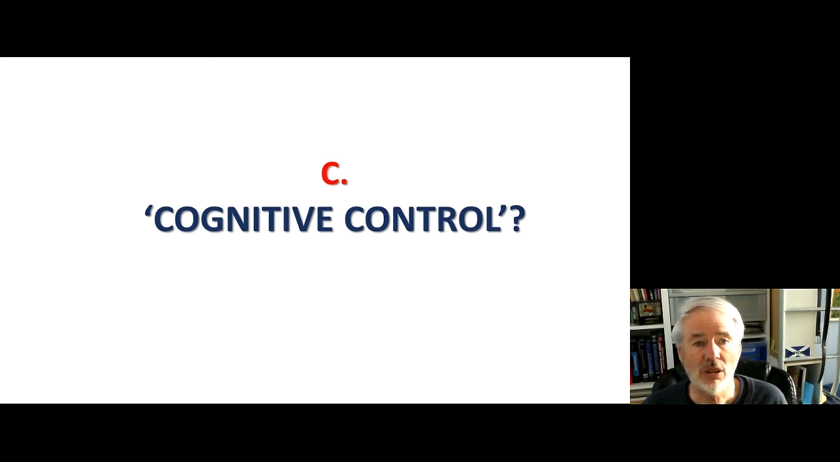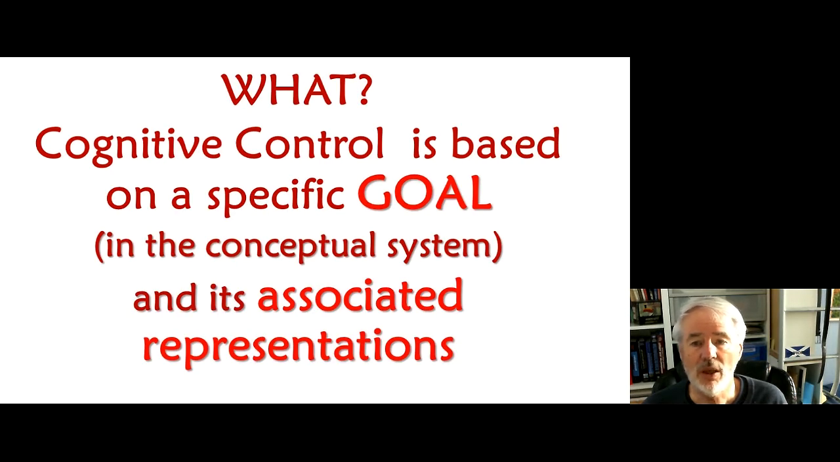Cognitive control. What is cognitive control? Well, it's based on a specific goal. Talking about a particular construct, a primitive if you like, in the conceptual system here, and all the representations that are associated with it, because a goal needs to have various associations with different types of representation in order for this goal to be realized, to be achieved.